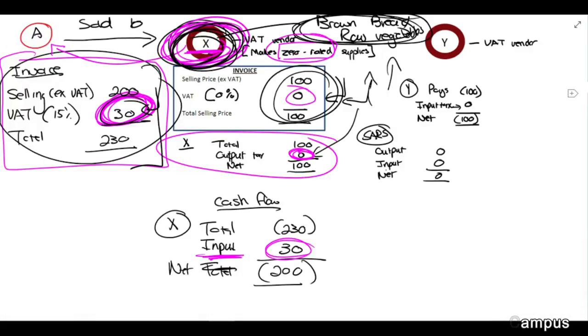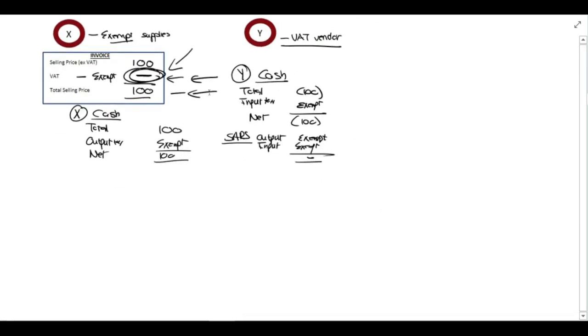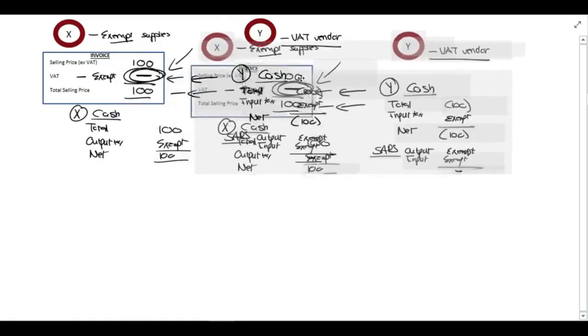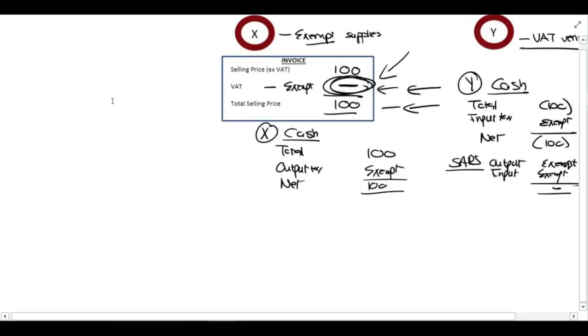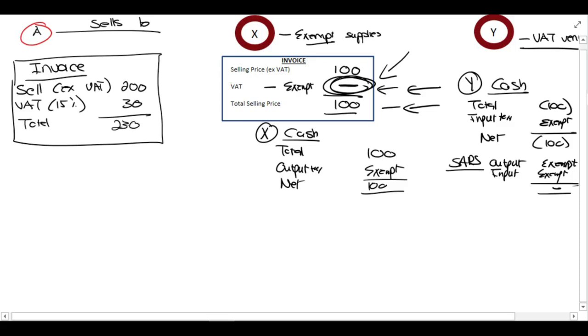So I'm just going to take you back. This previous one we looked at, where X makes zero-rated supplies, they also had null VAT here. Here you see they also have null VAT, but they're making exempt supplies, not zero-rated. So what's the big difference? Okay, so I'm going to quickly do the same as I did with the previous one. So let's say here's A, who sells to X. Here's the invoice. The selling price excluding VAT, let's say is 200. The VAT, and A was a normal VAT vendor, charged 30 rands. So the total is 230 rands.